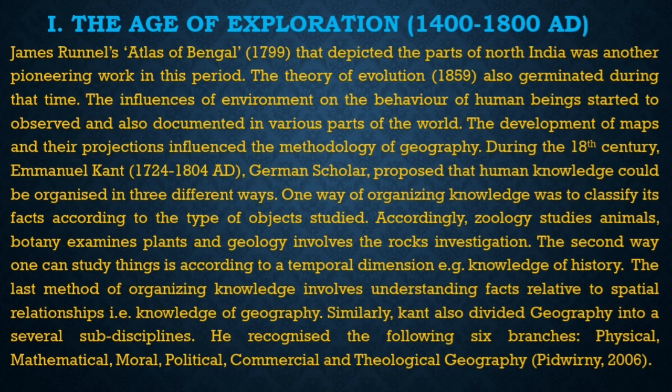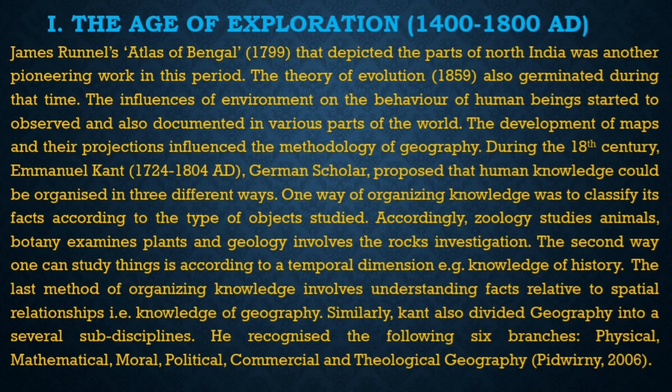During the 18th century, Immanuel Kant, a German scholar, proposed that human knowledge could be organized in three different ways. One way was to classify facts according to the type of object studied. Accordingly, zoology studies animals, botany examines plants, and geology involves the investigation of rocks. The second way is according to a temporal dimension, for example, knowledge of history. The last method involves understanding facts related to spatial relationships, that is, knowledge of geography.